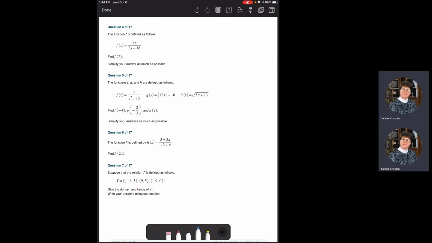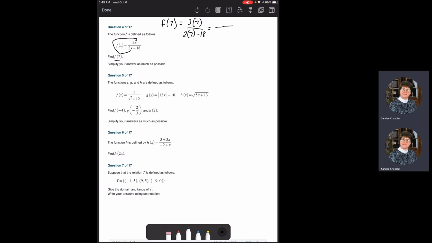All right, so our next problem, same idea, only this time our function is a rational function because it's a fraction. F of x equals 3x in the numerator, 2x minus 18 in the denominator. This time they want us to put the 7 in for each of the x's. So f of 7 equals, in the numerator, 3 times 7. In the denominator, 2 times 7 minus 18.